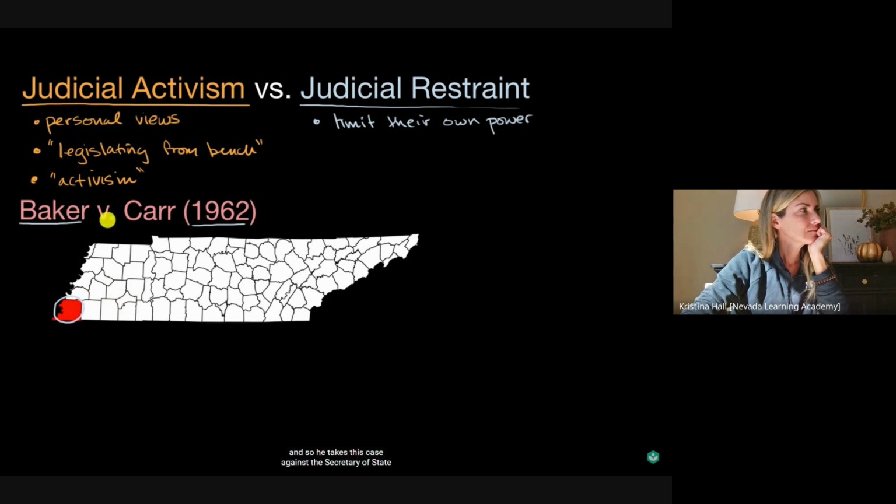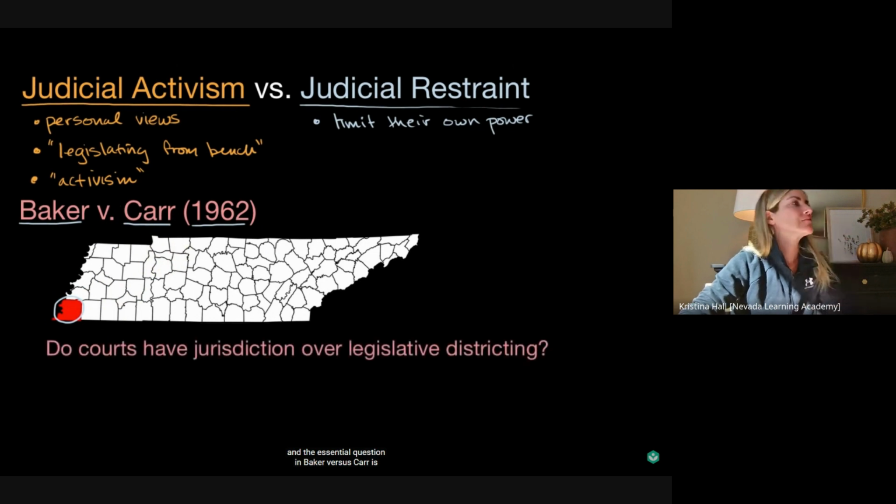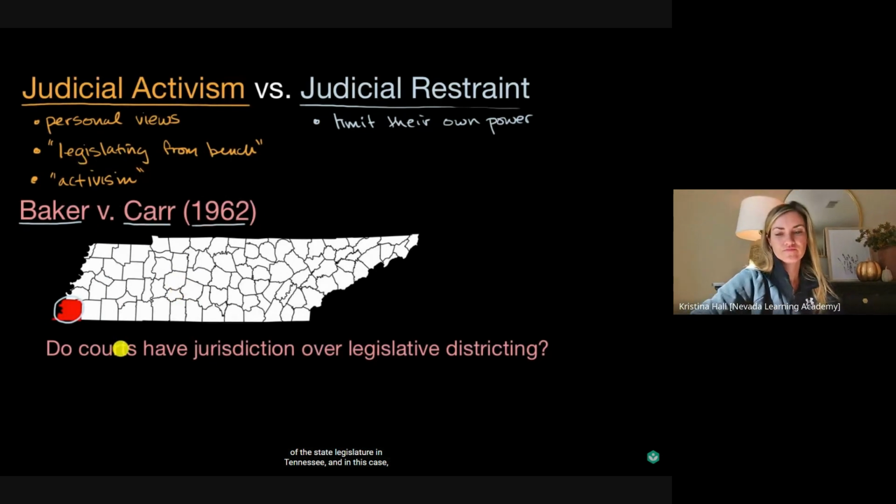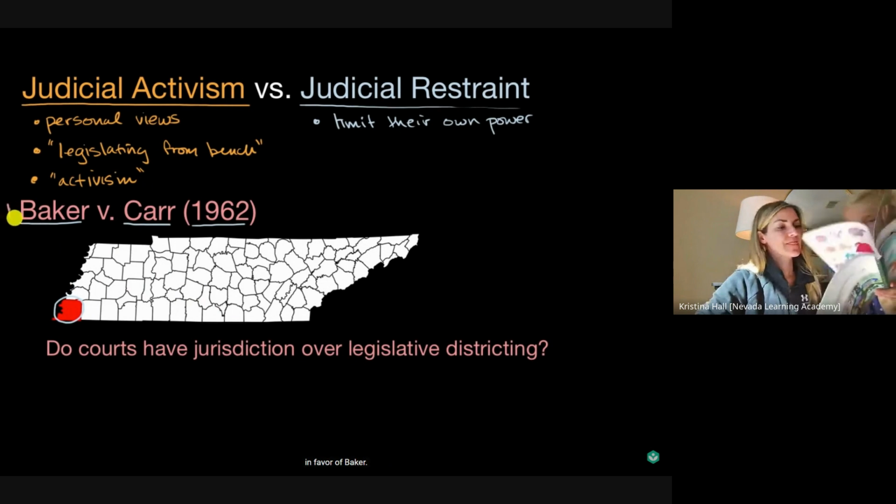And so he takes this case against the Secretary of State of Tennessee at the time, who was Carr, and it eventually gets to the Supreme Court. And the essential question in Baker versus Carr is whether the courts even have jurisdiction over legislative districting, because the districting was a power of the state legislature in Tennessee. And in this case, the United States Supreme Court actually did vote in favor of Baker.